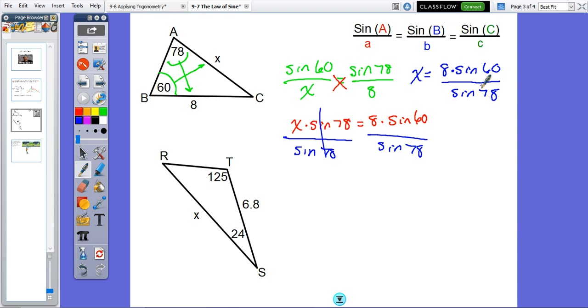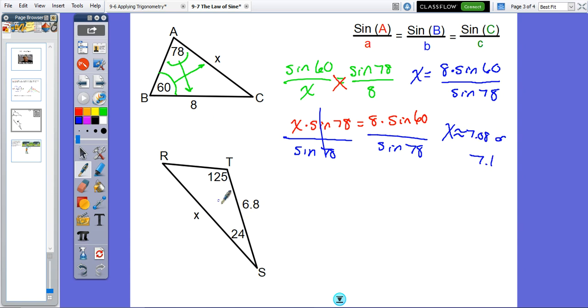Now, out of habit, I like to do the top part first. So I'll do 8 times sine of 60, hit enter first, and you get roughly, what do you get right there? 6.9, and then you're going to divide that by the other side, sine of 78. Done correctly, you should get 7.08. So x equals, rounded off, 7.08 or 7.1. I think the book's going to have you round to the tenth. But if it's hundredth, then it stays at 7.08.